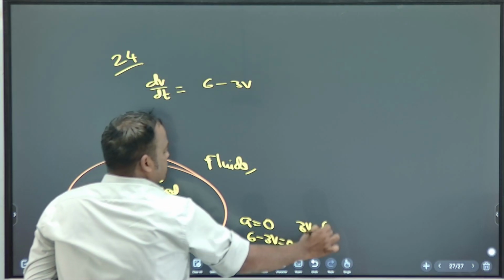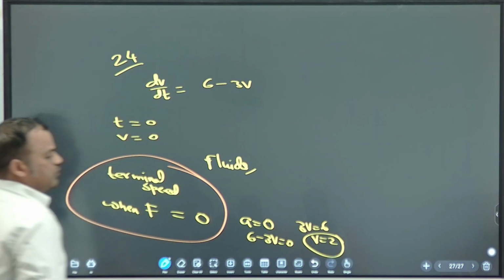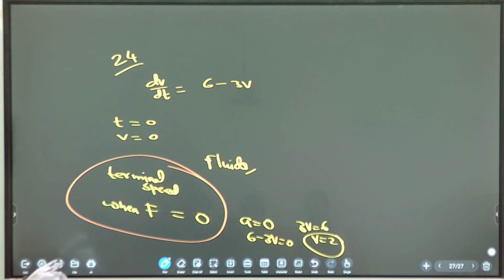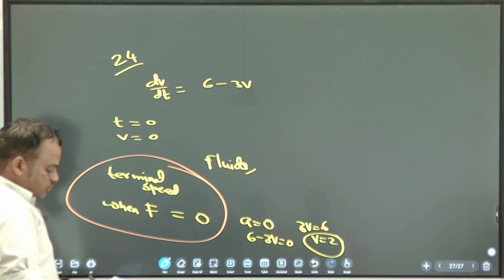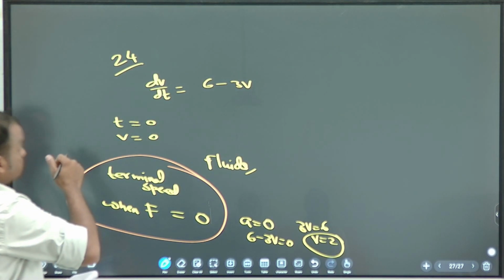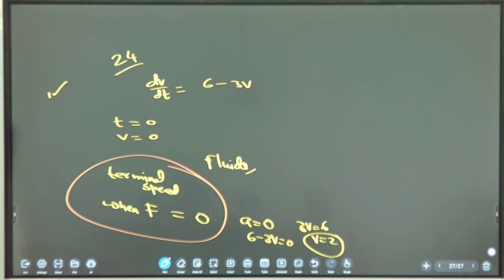So 3v is equal to 6. What is v? 2. So what is the terminal velocity? 2. So is the first option correct or not? First option? Correct.